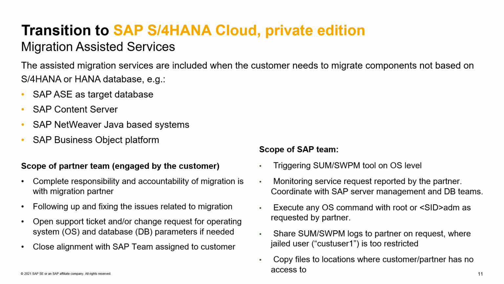In case of any action that needs to be performed outside of your jailed access by means of the root user, you will have to instruct the SAP team on your desired actions to be taken. The SAP team will take care of launching the execution of tools like the Software Update Manager or Software Provisioning Manager or any other requested command on the operating system level. They will monitor service requests initiated by you as a partner, coordinate activities with the SAP server management and database teams, share logs on requests that would otherwise not be accessible, and copy files to locations where the end customer or partner has no access.